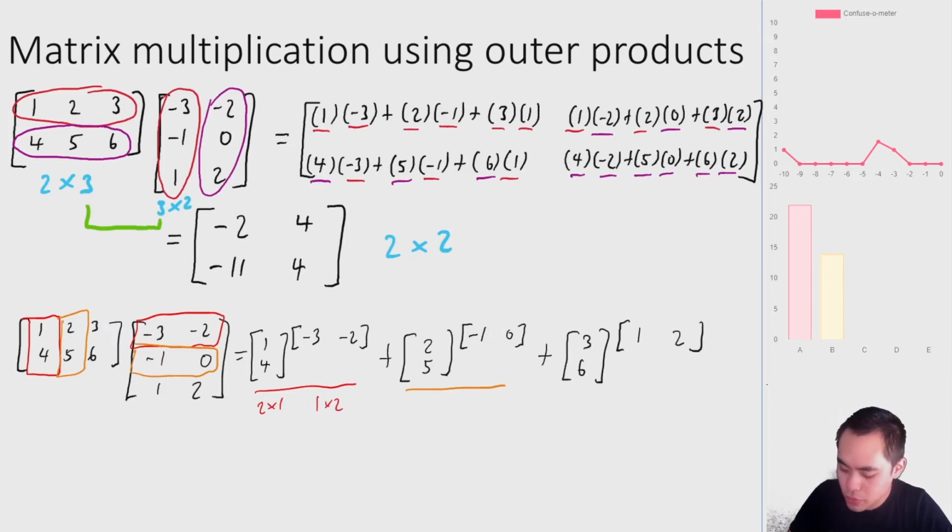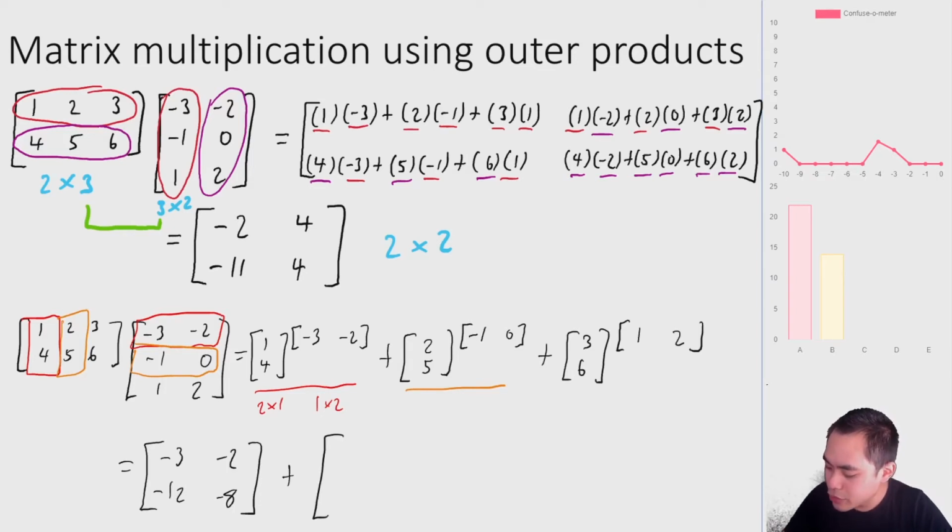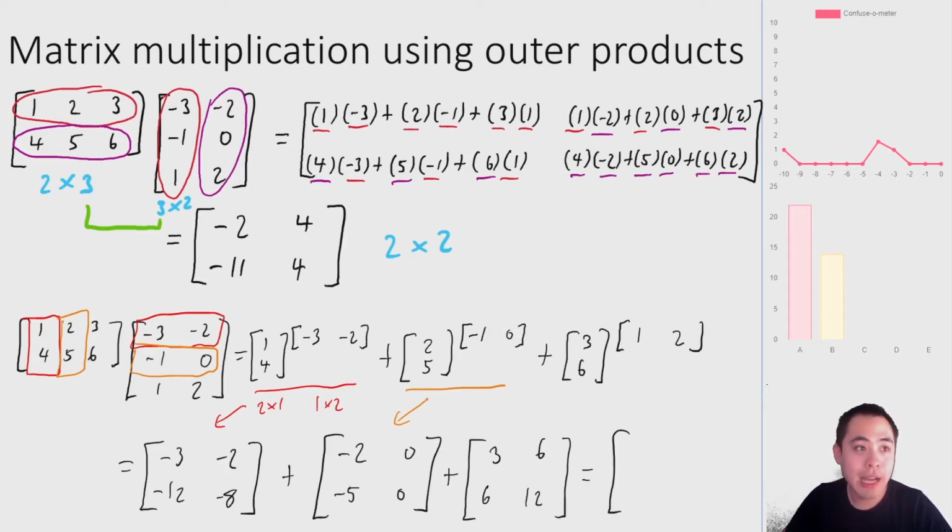So this is going to be equal to, let's see, 1 times minus 3, so this is minus 3, minus 2, and minus 12, minus 8. Plus, that was that outer product, so that's this thing. And if you take this outer product, that's going to end up being minus 2, 0, minus 5, 0, plus, and the very last one here is going to be 3, 6, 6, 12, which, when you add this all together, is equal to minus 2, 4, minus 11, and 4.